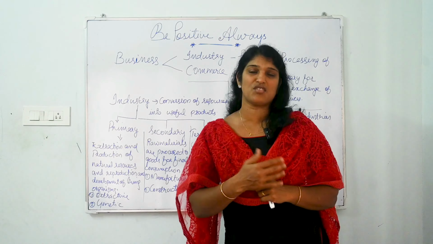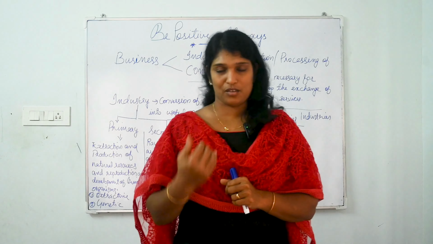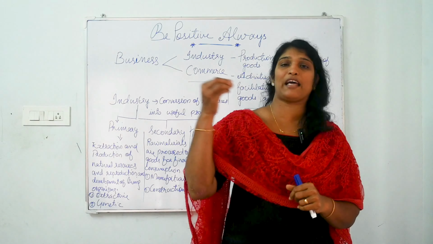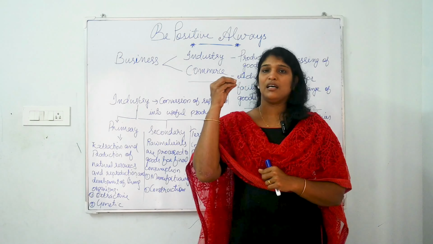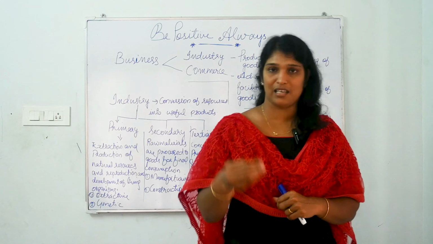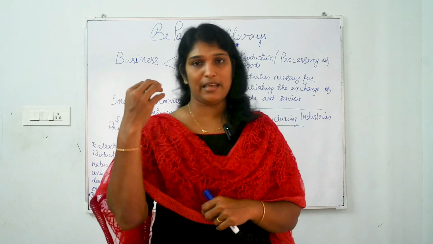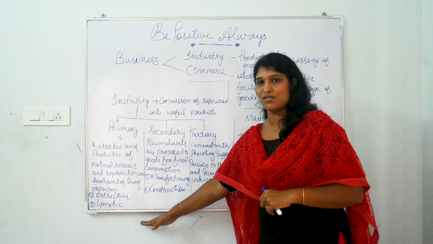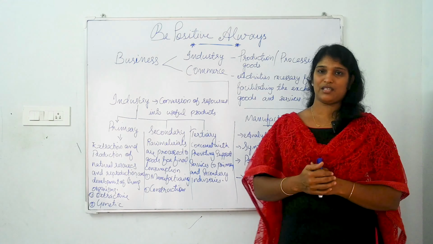So genetic industry is mainly related with the production or development of living organisms like plants and animals. For example, poultry farming, cattle rearing, or even nurseries, etc. So that's about the primary industry. Coming to the secondary industry.